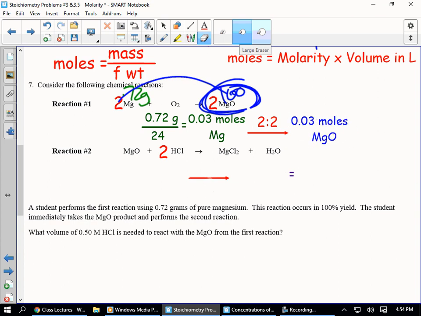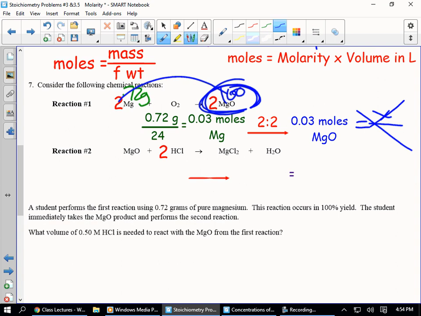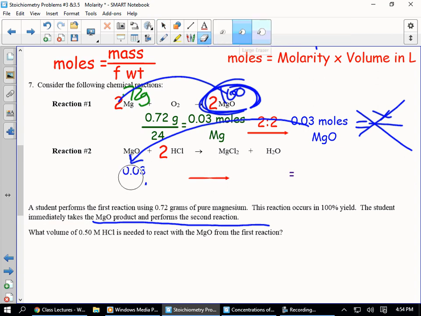Now the question here is, some people can say, hey, okay, then I'm going to go X, and I'm going to go 16 plus 24. We don't need to do this step because it says you are going to take this and immediately perform the second reaction. So I'm just going to take this number and I'm going to bring it down here. Now it's already in moles because that's how we start any stoich problem. So I have 0.03 moles of MgO.